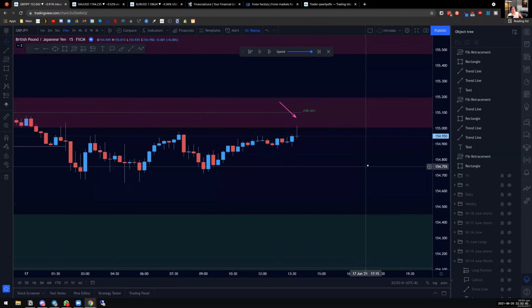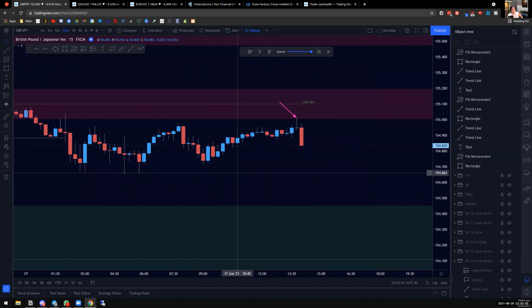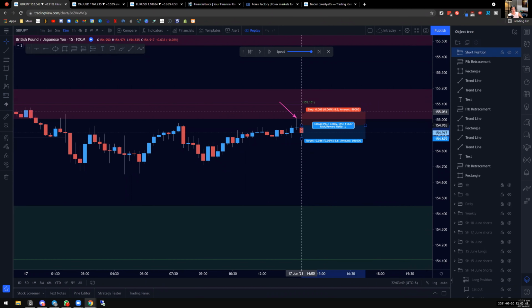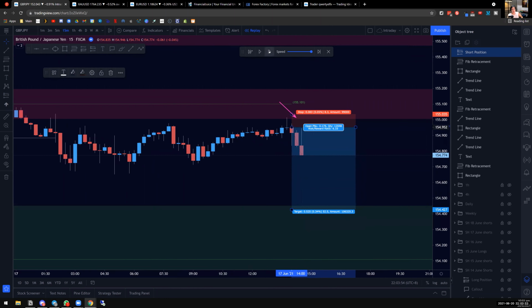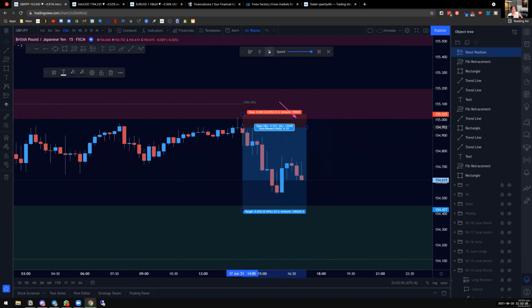I'll go down to the 15 and I'll wait. Lower high, go. Ding. When it flips bearish, just take it and go. Come down to the 4-hour zone again. Bye bye.